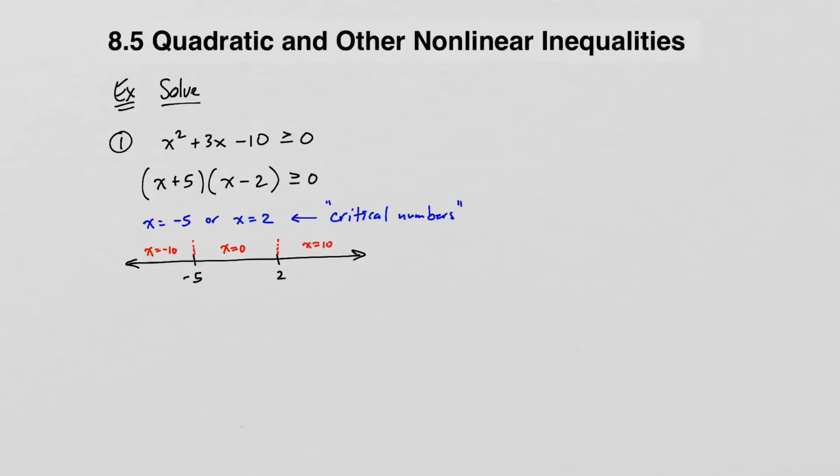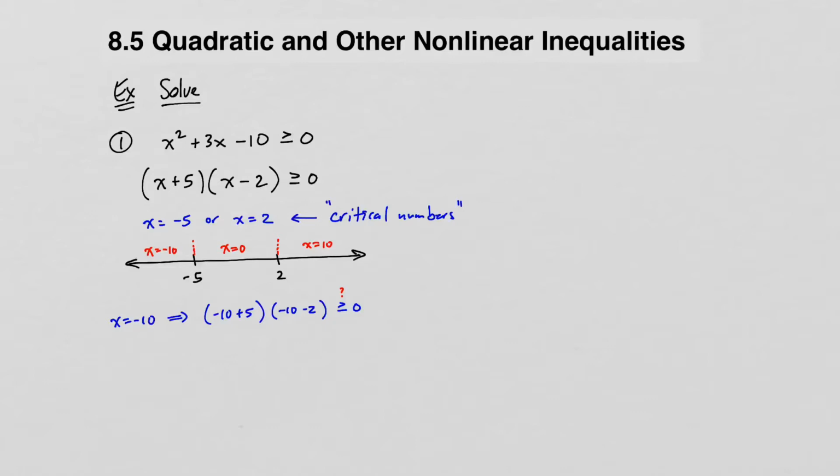Now what we need to do is plug each one of these test numbers into our inequality to see if it is true or false. So when x equals negative 10, if you plug this in, you get negative 10 plus 5 times negative 10 minus 2 is greater than or equal to 0. We are testing this, so I'll put a question mark here. And all we have to do now is the math.